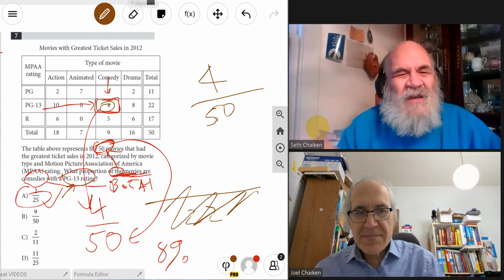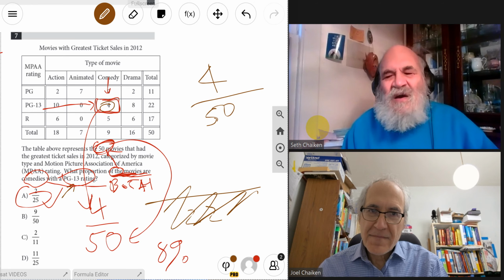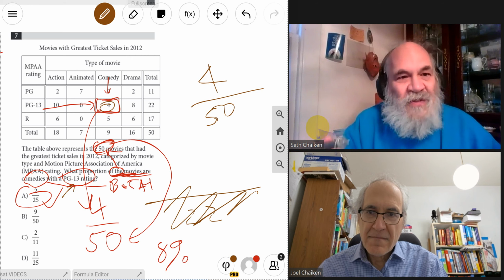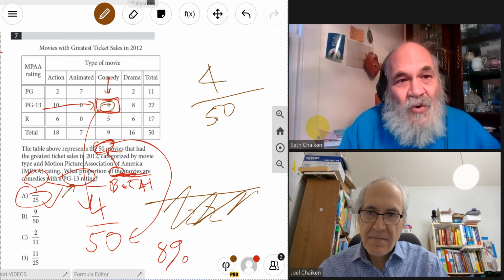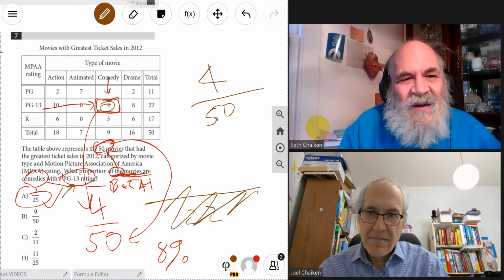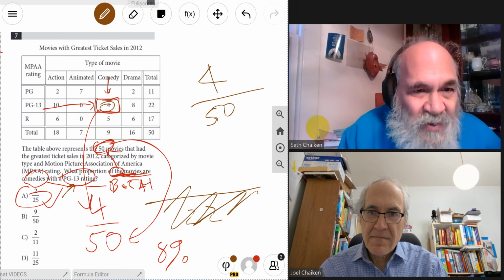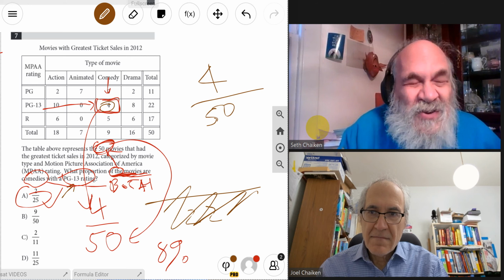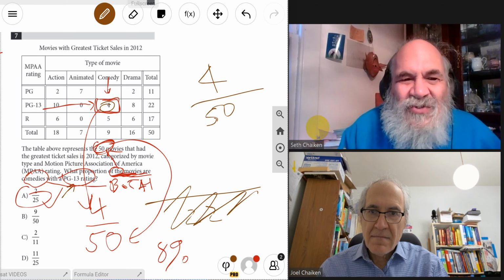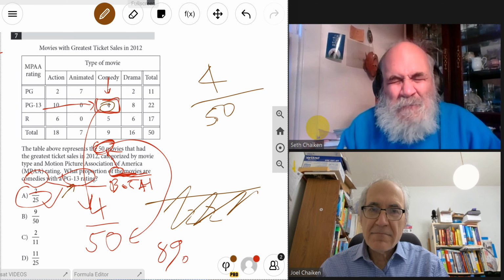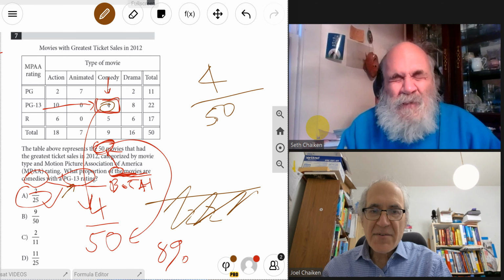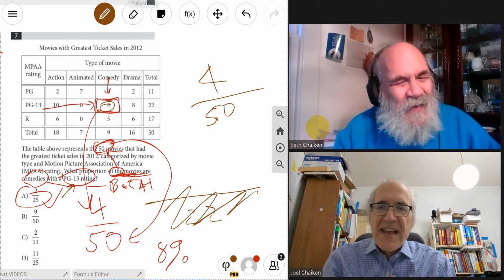Right. So don't get confused. Don't get confused by the extra information, all the other data and the calculations that they did for you, adding up the rows to get the total number with PG rating, total number with PG-13. That's all irrelevant to the question. Right. So it really comes down to reading the question.